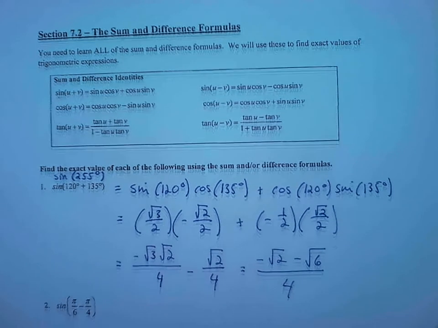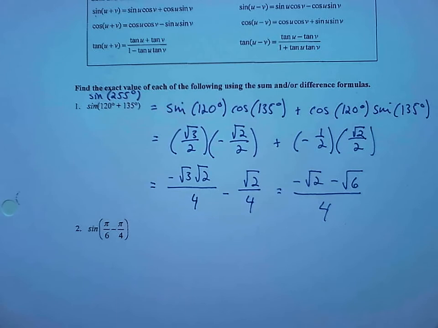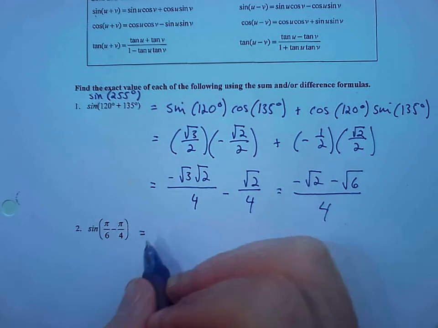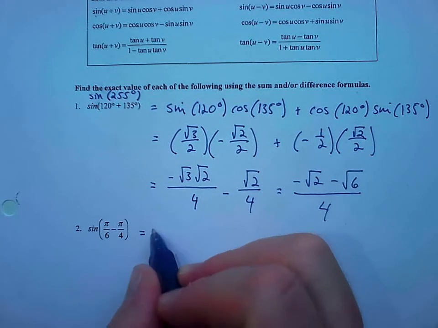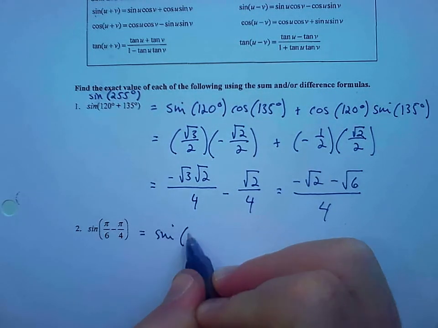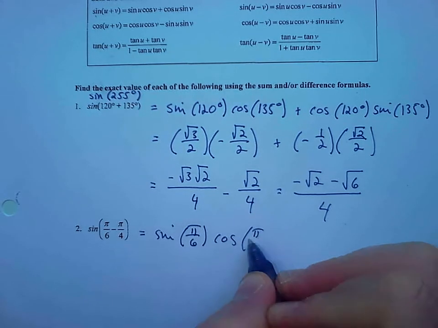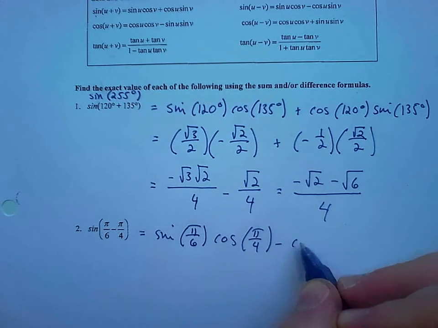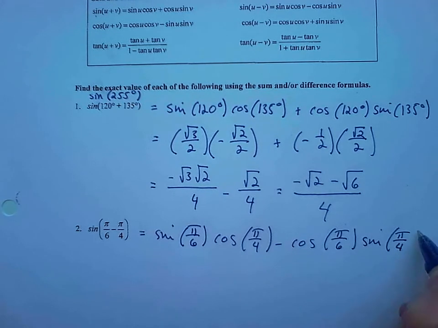Alright, let's go on to number 2. Sine of the quantity pi over 6 minus pi over 4. So now we know that this is going to be the same thing as up here, we're going to use this property. It's going to become the sine of pi over 6 times the cosine of pi over 4 minus the cosine of pi over 6 times the sine of pi over 4.